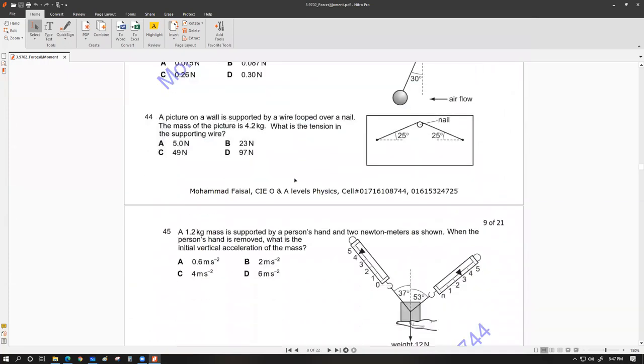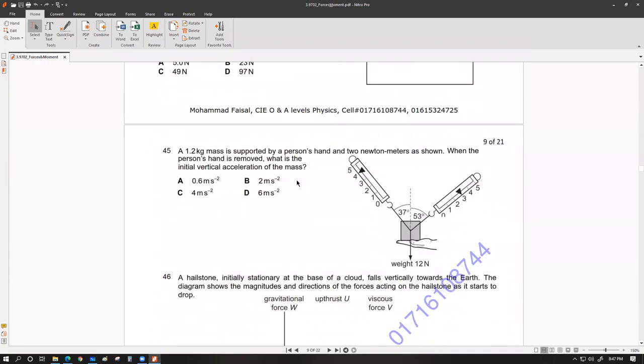All right, and then we have question number 45. Some people do this problem in a very difficult way, some people do it very easily. I can tell you that this can be done very easily by a very simple method. Acha, question 45 ta bolte si.